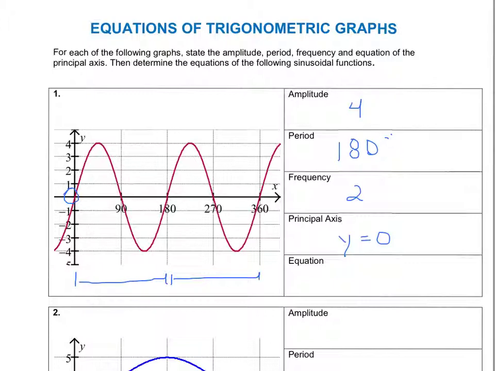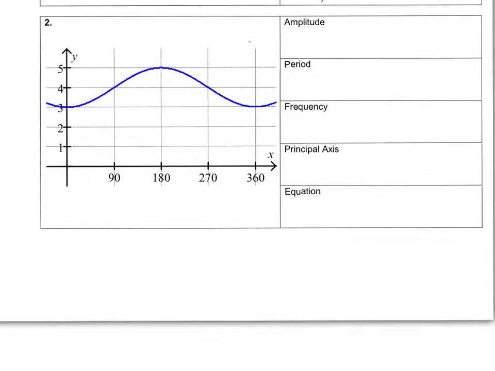So using this information here, I can get that y is equal to 4 sine 2x. The 4 being the amplitude, the 2 being the frequency, so 360 divided by 2 gives me the 180. And because the principal axis hasn't moved up or down at all, then I don't need to add that information on at the end. Okay, so let's look at this next example.